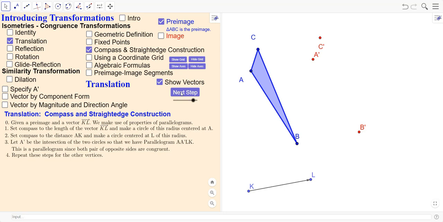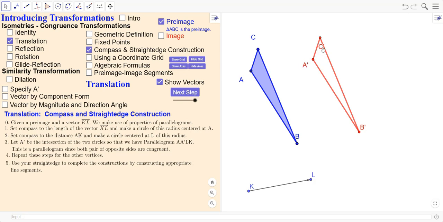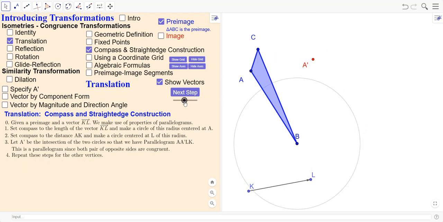Now, once we have our vertices, then we just simply connect the vertices, the ones that are supposed to, and now we have our image there. Okay, and so that's how we can use a compass and straight edge. I do want to point out one thing you can do if you want.